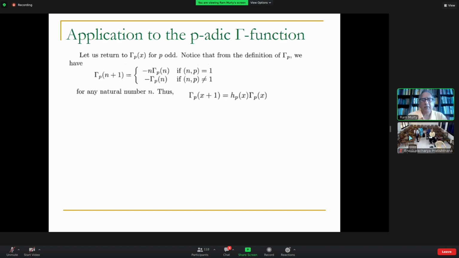And now we can say that gamma p of x plus 1 is h p of x times gamma p of x, where h p now is minus x if the absolute value of x is equal to 1 and minus 1 if the absolute value of x is less than 1.